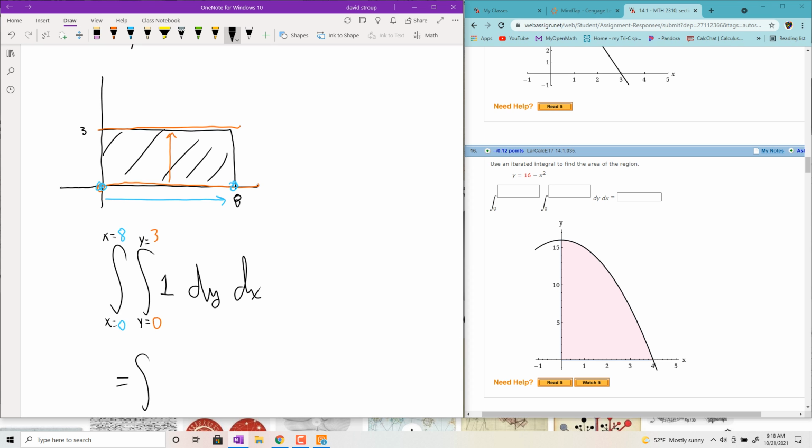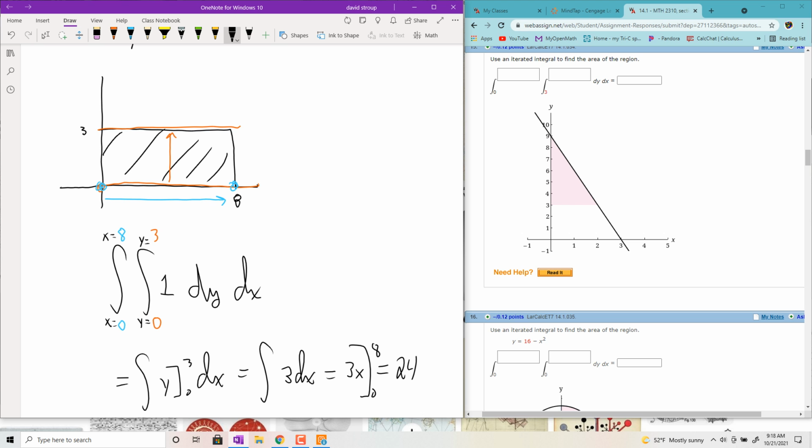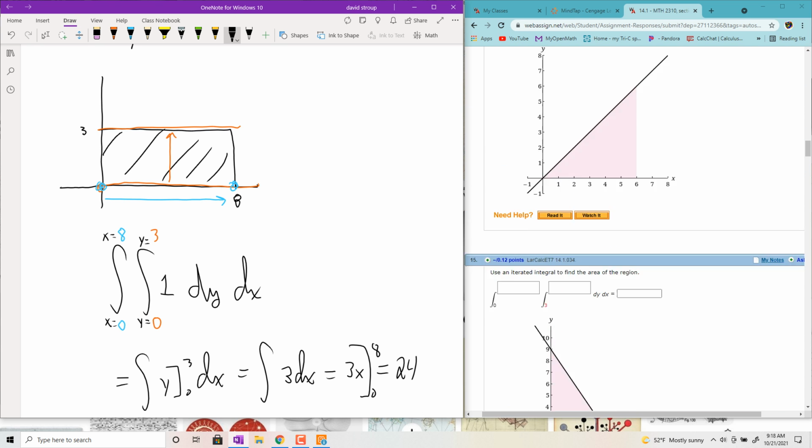I have the integral of 1, which is y, going from 0 to 3 dx. Evaluating y on those limits, it would just be 3 dx. And then that would be 3x from 0 to 8, which is 3 times 8, which is 24, minus 0. So yeah, we get the area of that region. Okay, dandy.